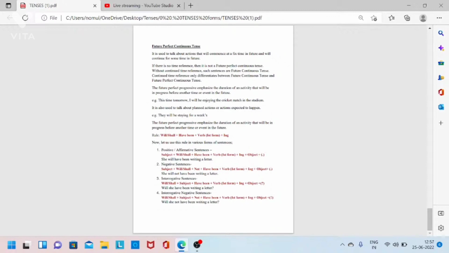Again, the future perfect progressive emphasizes the duration of an activity that will be in progress before another time or event in the future. So the rule is will and shall plus have been plus V1 plus ing formation. Now let us see the rule in various sentences, like positive assertive sentence: subject plus will or shall plus have been plus V1 plus ing plus object.